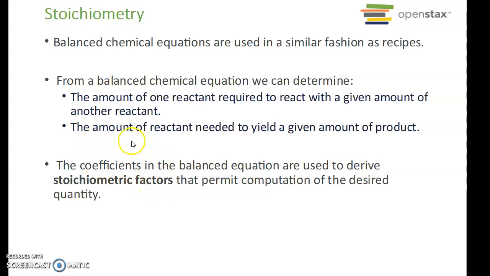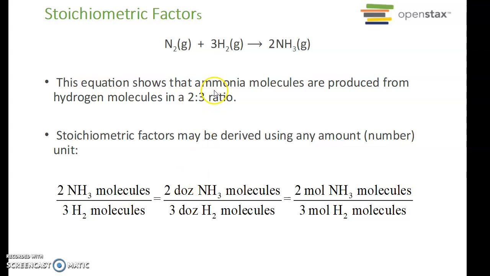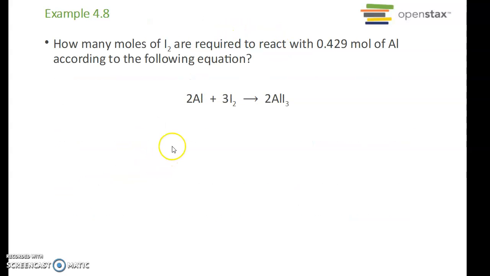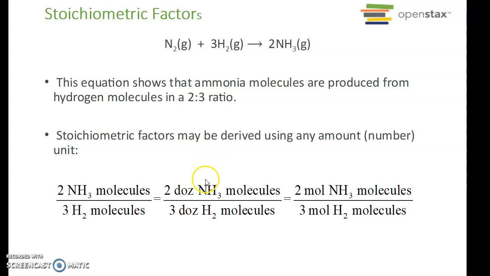And remember, you only make certain that the coefficients are balanced. You never work with the subscripts. So here you have 1 of these plus 3 of these giving you 2 of these. So the stoichiometric ratio shows that it's a 2 to 3 ratio for this to this. So you can do this in that ratio. It can be moles or it could be grams.